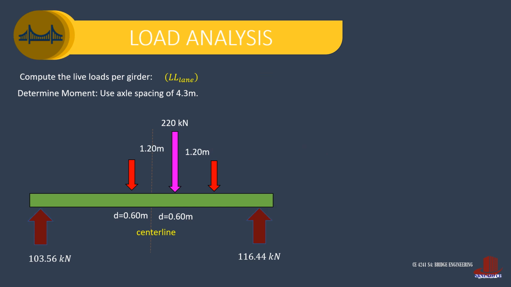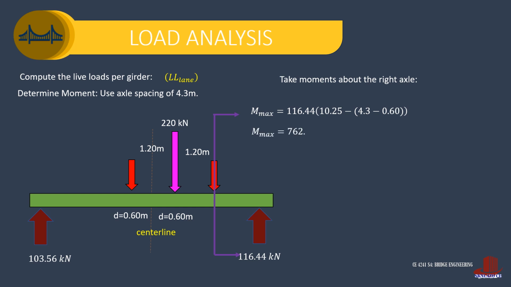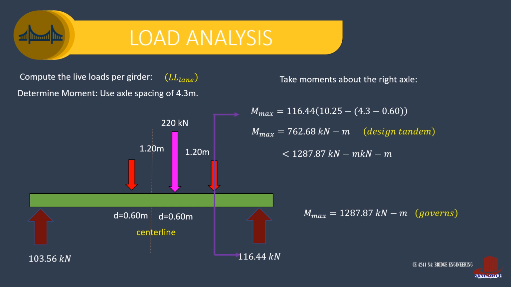With similar setup as the design truck, take moments about the axle and have the maximum moment as the reaction of 116.44 multiplied by the moment arm of 10.25 less the quantity of 4.3 minus 0.60. You will get 762.68 kilonewton meter for the maximum moment using design tandem. This is much lesser than the design truck, so we use 1,287.87.